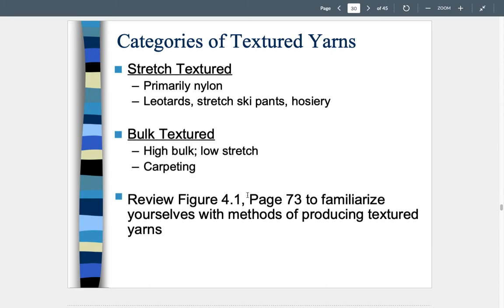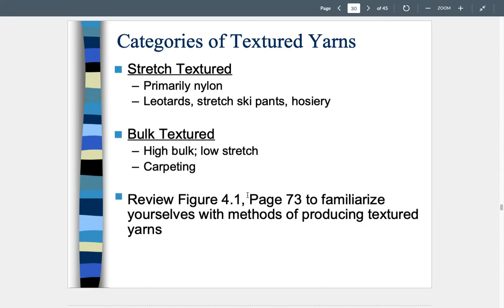Categories of textured yarns: we break them down into stretch textured and bulk textured. This essentially is just saying that when we are texturizing these multi-filaments, we can make them extra stretchy, and those are used for things like leotards, ski pants, hosiery. Again, very stretchy garments or items that we need. Bulk texture is another way of texturizing, and this is a way of giving it more bulk. High bulk, low stretch, something like carpeting, something where you want the fabric to be very dense and big and thick and bulky.